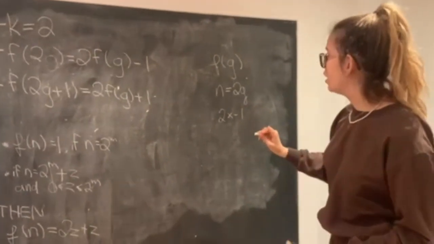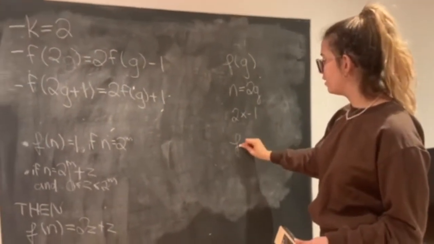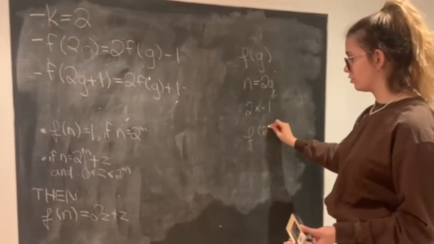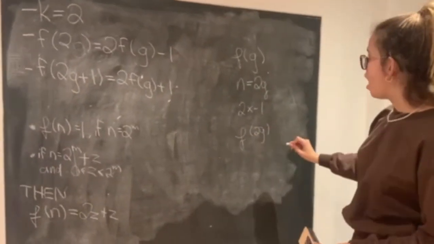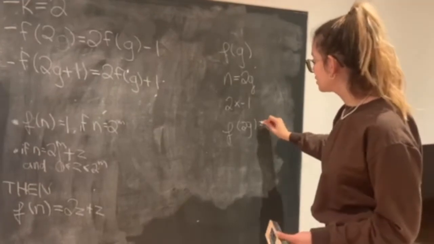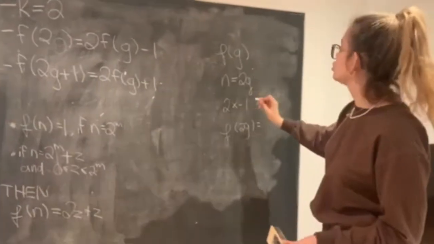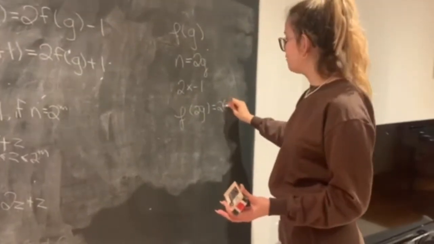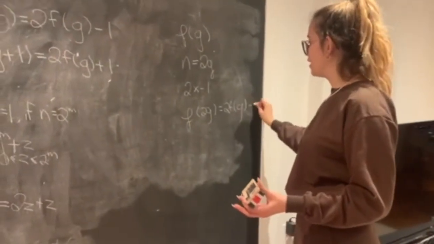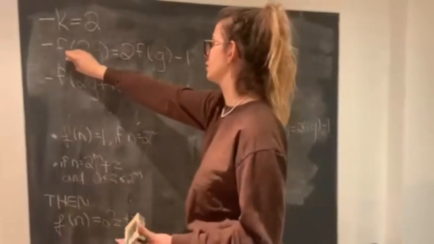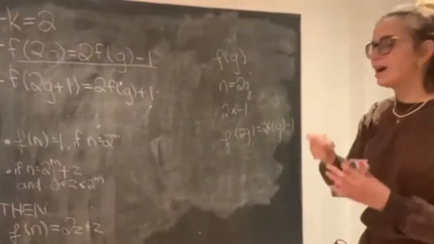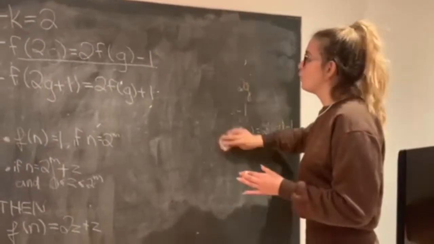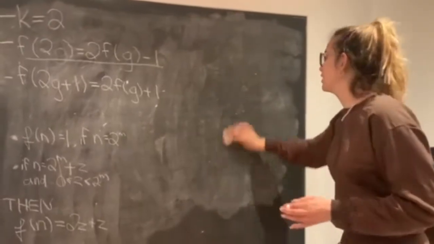So here if we had f of 2g, since that's the number of people that we now have, the person in the winning spot, 2x minus 1, was originally in spot 2 f of g minus 1. So this is what we have right here. But this example only applies when we have an even number of people in the circle.